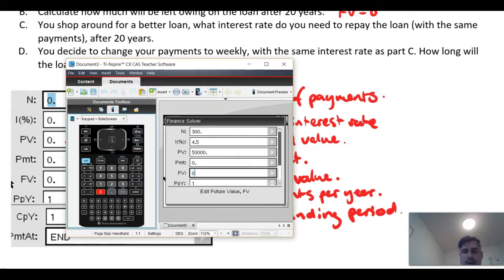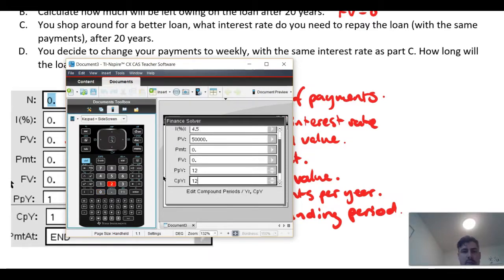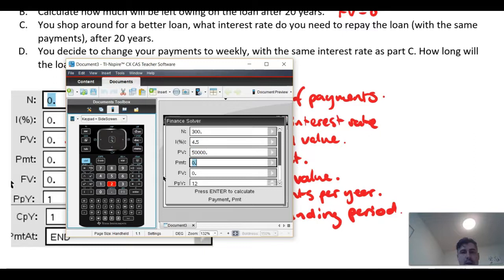Now FV is 0, PPY is 12, CPY is 12, and I'm going to keep pressing tab until I get to the PMT box, because that's my question mark. If every box is filled in except the one, then it will be able to deliver me a correct answer. So I'm going to press enter now, and it tells me negative 277.92 to 2 decimal places.